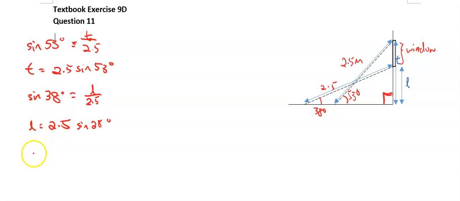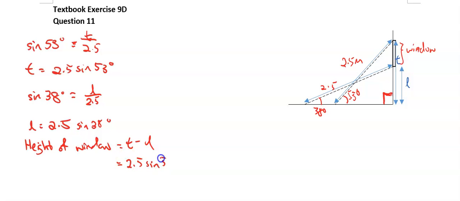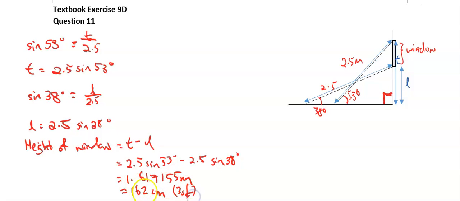So to find the height of the window, we use the height T minus L. So we can calculate 2.5 sine 53 degrees minus 2.5 sine 38 degrees. Our answer will be 1.617155. Rounding off to 3 significant figures, we will get 162 cm. If you read the question, it is stated that you must give your answers in cm. So we convert meters to cm by multiplying by 100. That's how I get 162 cm as my answer.